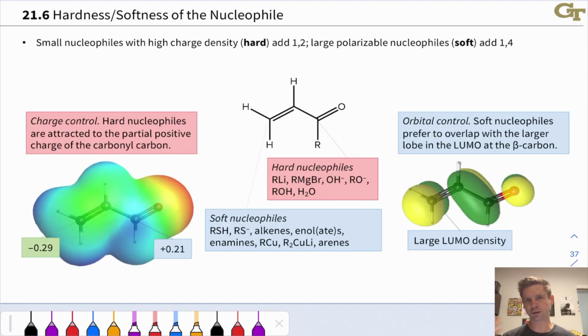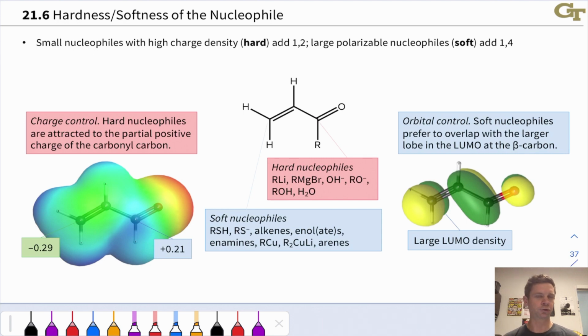This slide brings us some clarity to this whole hard versus soft distinction and helps us realize why hard nucleophiles tend to add to the carbonyl carbon, while soft nucleophiles tend to add to the beta carbon. Hard nucleophiles have very high negative charge density in the R group. They tend to operate by what we might call charge control, where that negative charge wants to go to the carbon that has the greatest partial positive charge in the alpha-beta unsaturated carbonyl compound.